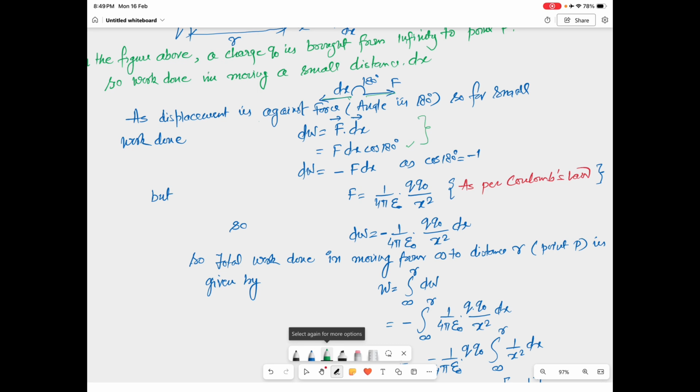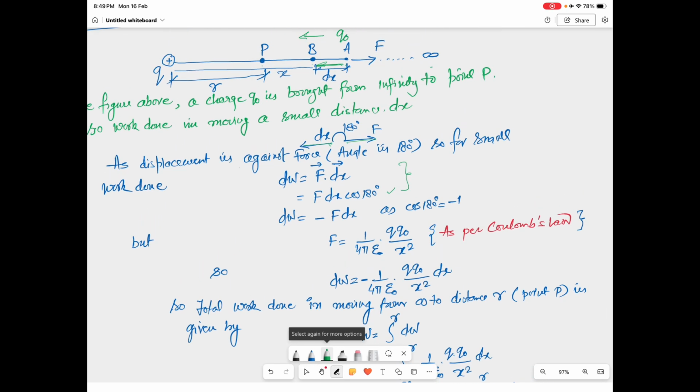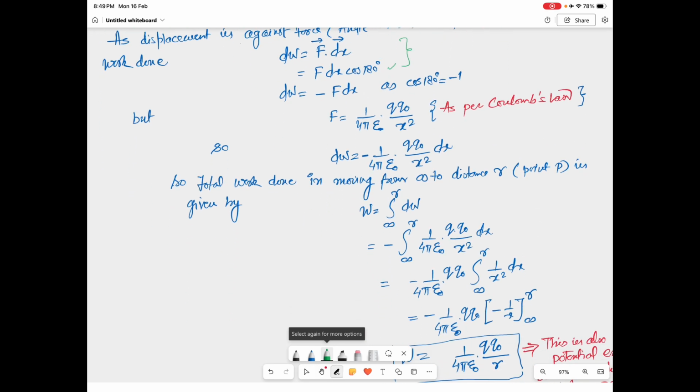Now the total work done in moving from infinity to distance r, I am bringing it from infinity to a distance r at a point P. So I will just add up all the small work done from infinity to r by doing an integration.